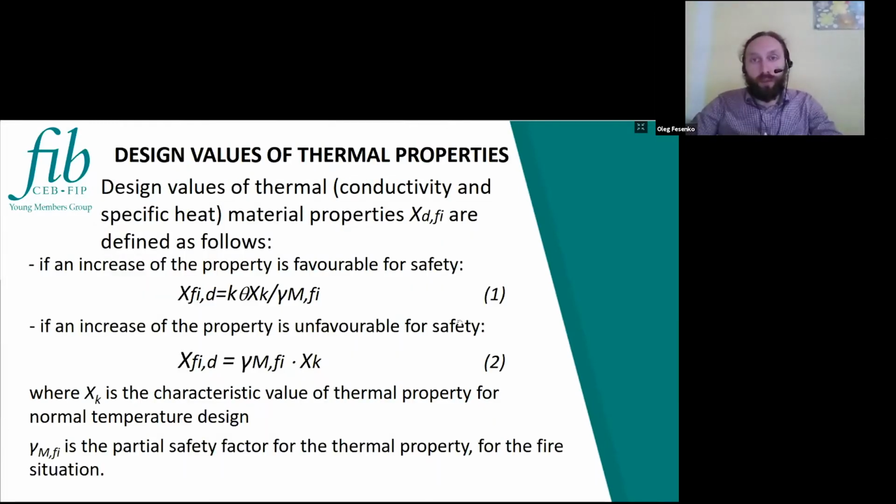Design values for thermal properties. Design values for thermal properties can be defined for two cases. If an increase of property is favorable for safety, it's equation 1, and if an increase of property is unfavorable for safety, equation 2. X is a characteristic value of thermal property for normal temperature design, and gamma M,fi is the partial safety factor for the thermal property for the fire situation.